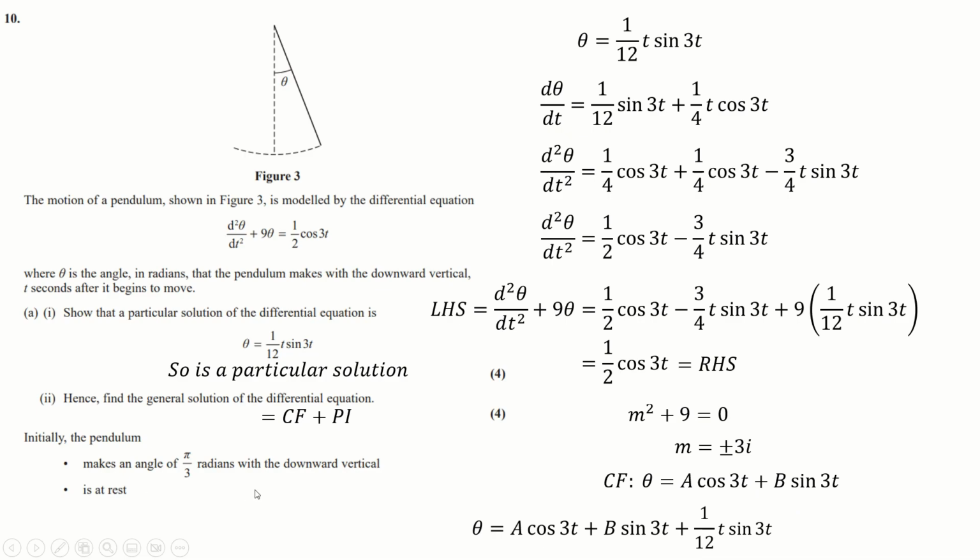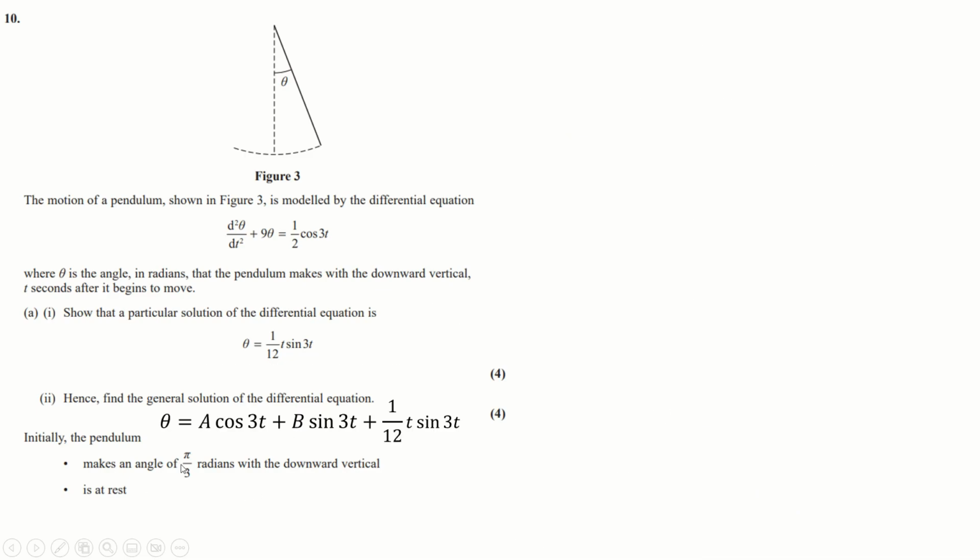And now they give us some additional conditions. We have theta is pi over 3 when t is 0, and also it's at rest. That's obviously the velocity, but that's d theta by dt in this scenario. So that's also 0. And that's going to be helpful because we can use these two conditions. Theta is pi over 3, so put that in there. T is 0. When you put in t is 0, this goes away, and this goes away. So we just get cos of 0 is 1, so we get a is pi over 3 immediately.